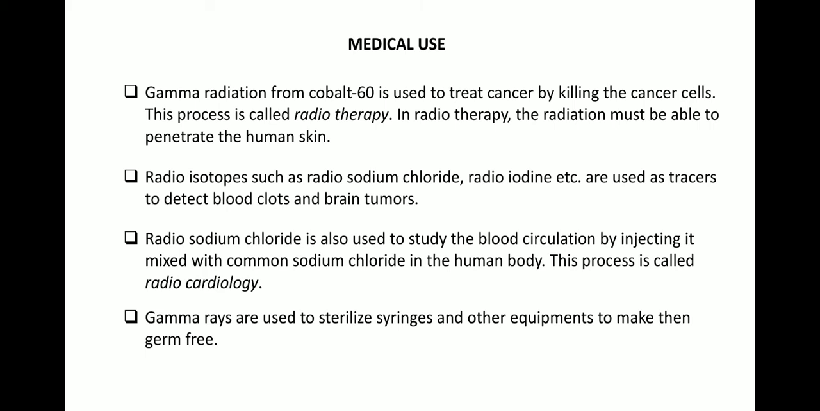Gamma rays are used to sterilize syringes and other equipment to make them germ-free because gamma rays can destroy living cells. Thus, they can kill the germs if there are any in the syringes or the equipment which are to be used.